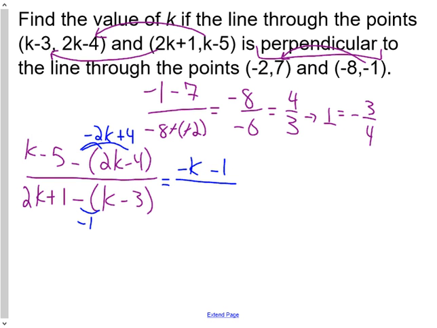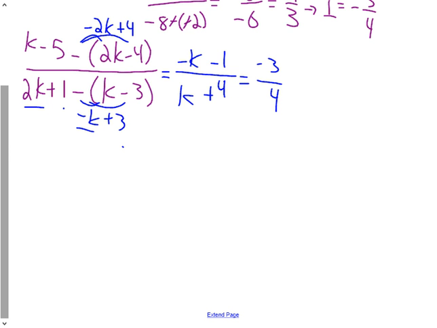Denominator, we're going to subtract K plus 3. 2K minus K is K. 1 plus 3 is 4. And so I got negative K minus 1 over K plus 4 equals this negative 3/4. And now for simplicity, let's just put that negative at the 3. It can go with either number, but just so that we know where the negative's at.